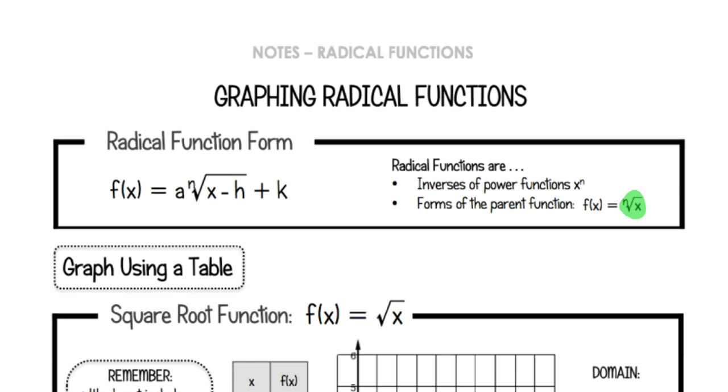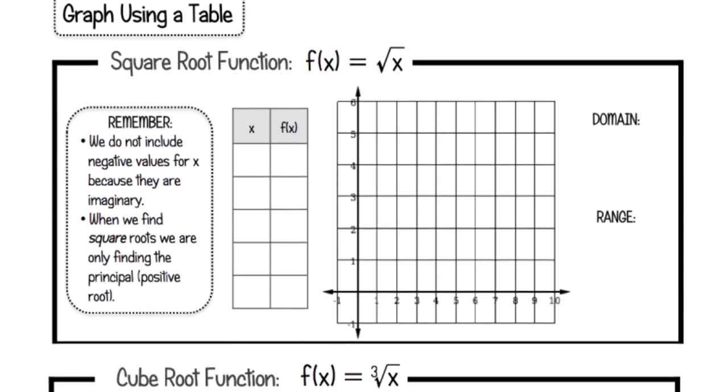And then we transform it. So in our transformations, we can multiply the front by an a. We can add or subtract a value inside the root with x. And we can add or subtract a number outside the root for some different transformations. So let's look at those parent functions a little bit more. Like I said, today we're going to focus on the square root and the cube root function.